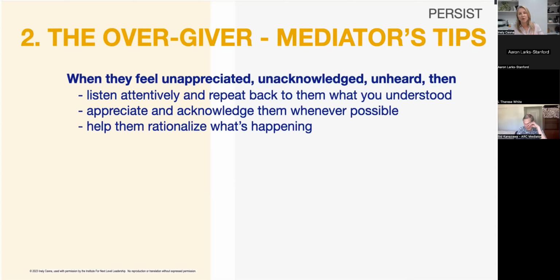And as a mediator, what we can do when you see somebody in this place is listen to them attentively, and repeat back to them what you understood so they feel heard, they feel seen. Appreciate and acknowledge them whenever possible. Give them the appreciation, the acknowledgement, and the love that they're hoping to get from the other party. And help them rationalize what's happening, because the heart is so involved here, and sometimes they can't see this dynamic. They can't see that they are engulfing the other party.